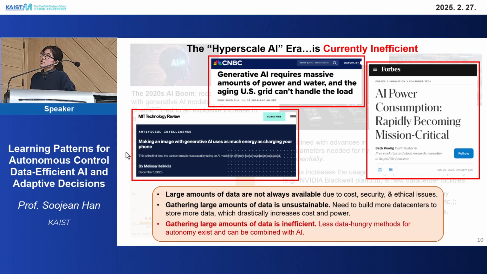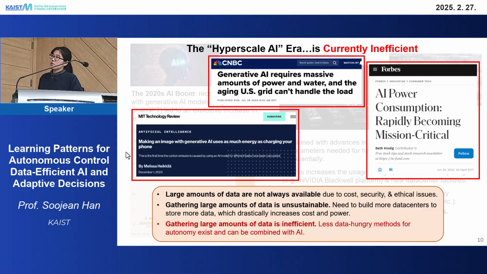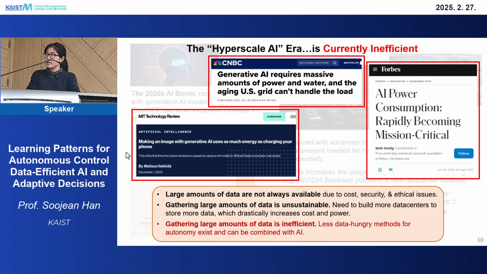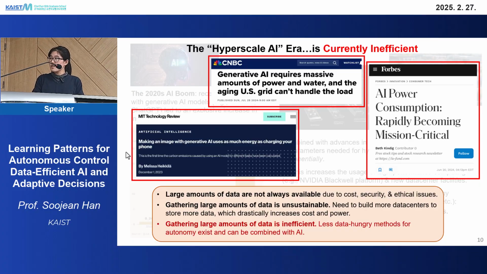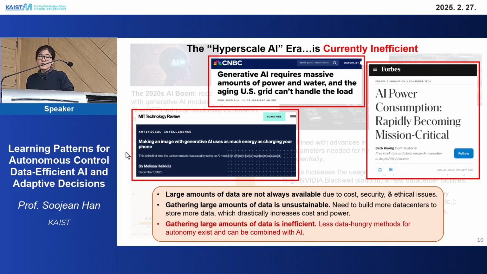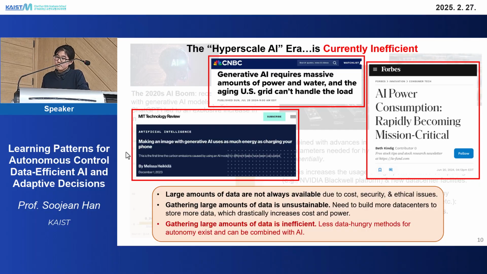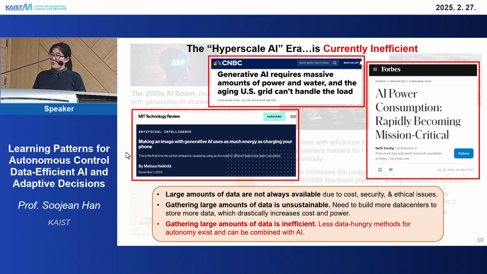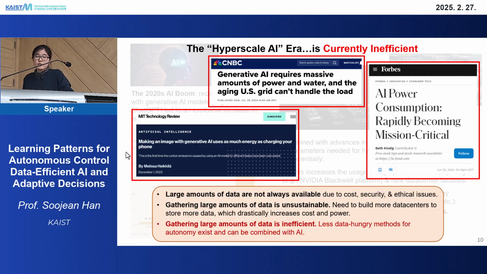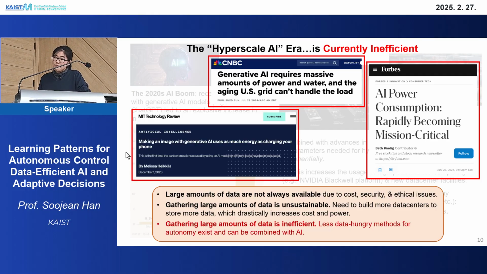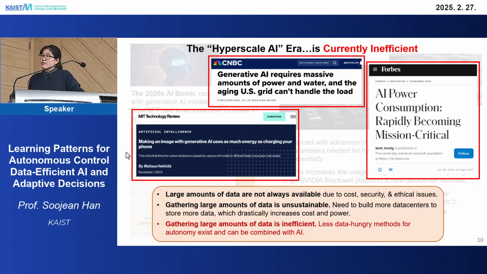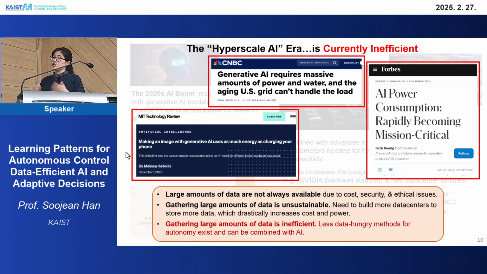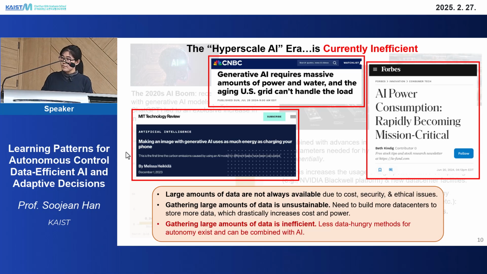Now, this solution is wildly inefficient, and I'm sure a lot of you have seen the recent articles contributing towards that. Large amounts of data are not always available due to cost, security, and ethical issues. Gathering large amounts of data is also unsustainable because it uses a lot of electrical power. And gathering large amounts of data is also inefficient because less data-hungry methods for autonomy exist, and they can be combined with AI. Now, out of the 3 points listed here, our research focuses mostly on the last point.